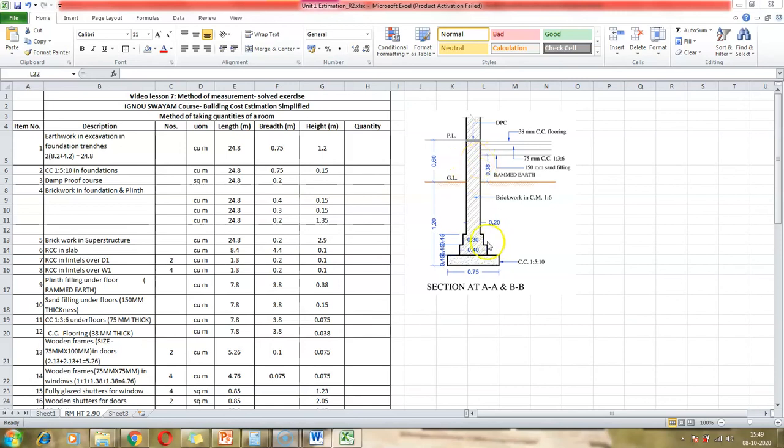We have this dimension here, 0.2 meters. So that is the wall thickness. So the breadth of this item is 0.2 meters. We get that also from the section of the foundation drawing.